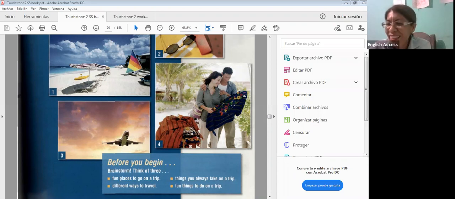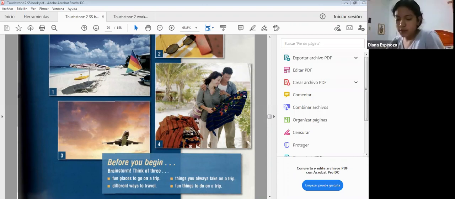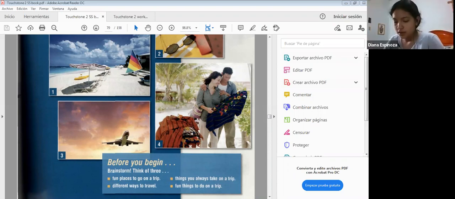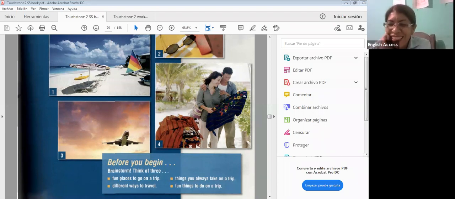Diana. Different ways to travel. We're in picture 3. Okay, Diana, listen. Different ways to travel. Pay attention to picture 3.